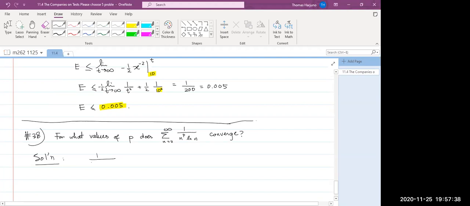Now we know for sure that 1 over n to the p ln n is less than or equal to 1 over n to the p, for n greater than or equal to 3, actually to e. Why? Because ln e equals 1, and ln n is greater than ln e when n is greater than e, right? Okay, so let's set n to be 3, because I divide by a larger number, okay?